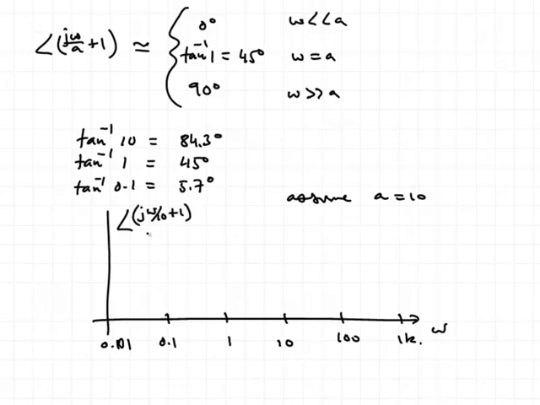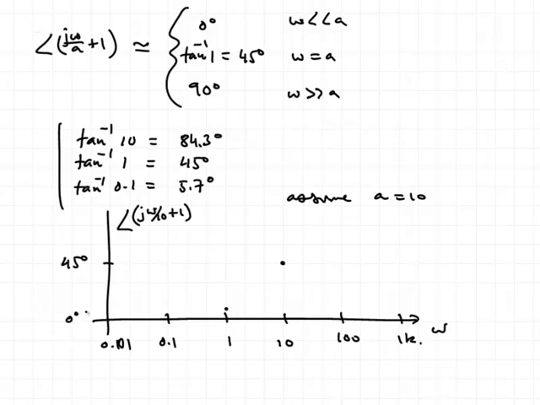So the easiest one to evaluate is when we're right at that pole frequency, or that zero frequency, which is 10. So j omega, j10 over 10 plus 1, that's angle of j plus 1, that's 45 degrees. So we'll position that right here. We'll say this is 45 degrees. Then, based on these calculations, we see that if we're a decade below, in other words, down here, we are at about 5.7 degrees. Okay, I'll just put a dot here.